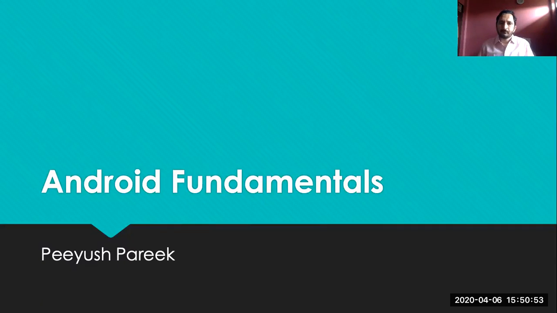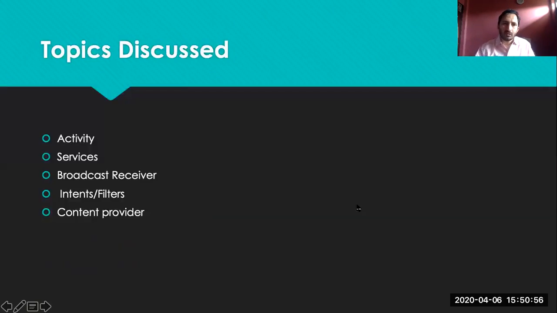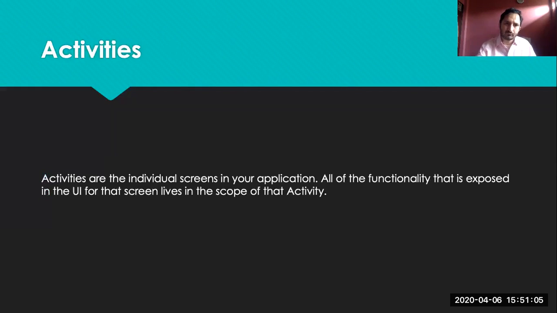Today we'll be learning Android fundamentals: activities, services, broadcast receivers, intents, filters, and content providers. Basically, activities are the individual screens that show in your application. All the functionalities exposed in the UI for that screen live in the scope of that activity.